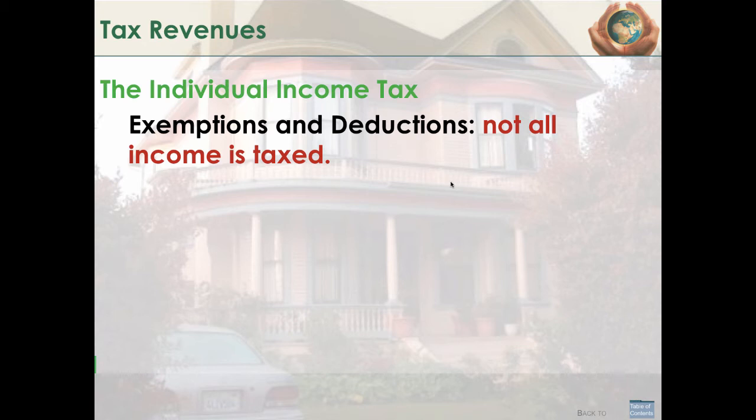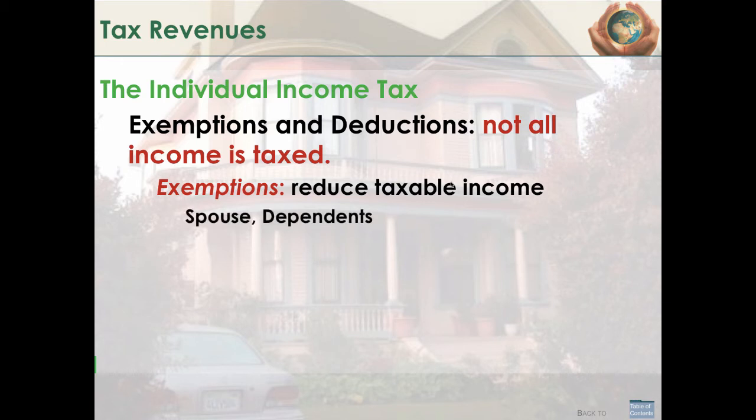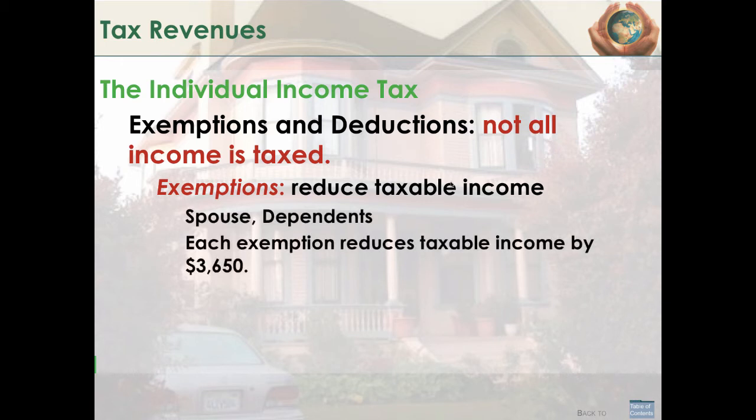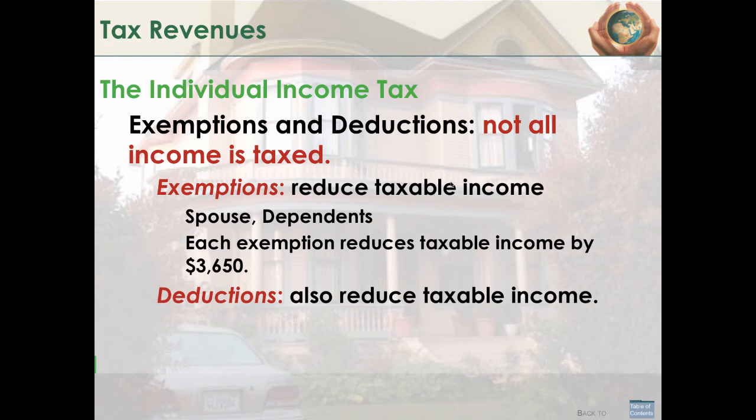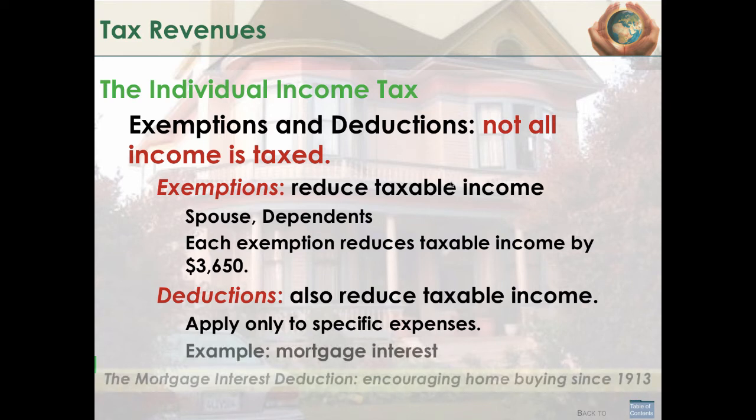A few minor points on the income tax. There are things called exemptions. Not all of your income is taxed. Exemptions will reduce taxable income for spouse, dependents, etc. Deductions also reduce your taxable income. Specific expenses that you have out of your income are considered deductions. The huge one for America is the mortgage interest deduction.